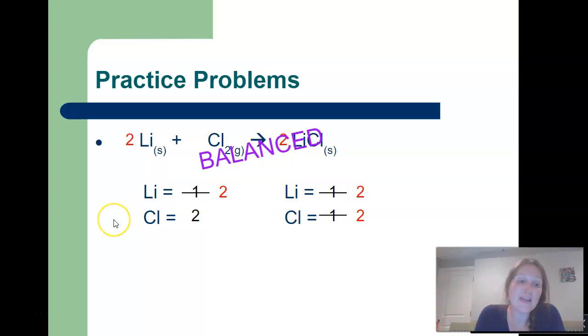Okay, so those are my examples of balancing. So hopefully that made sense. If you have any questions, please come see me again. These are our last notes. Everything else you have is just practice with this.